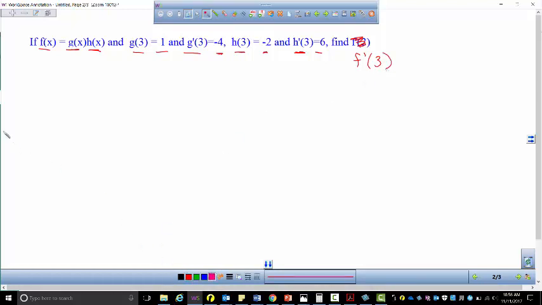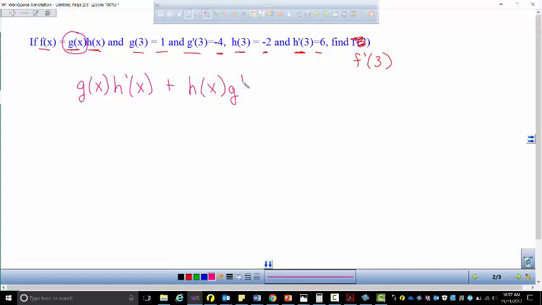And so this problem is working with the product rule. So the product rule says I keep my first function, g of x, times the derivative of h, plus my second function, which is h of x, times the derivative of g. And this one, they're just finding at a specific point. So you go up here and I'm like, okay, I'm looking for at 3. So I could replace all these x's with 3's. So I want g of 3 times the derivative of h at 3, plus h of 3 times the derivative of g at 3.